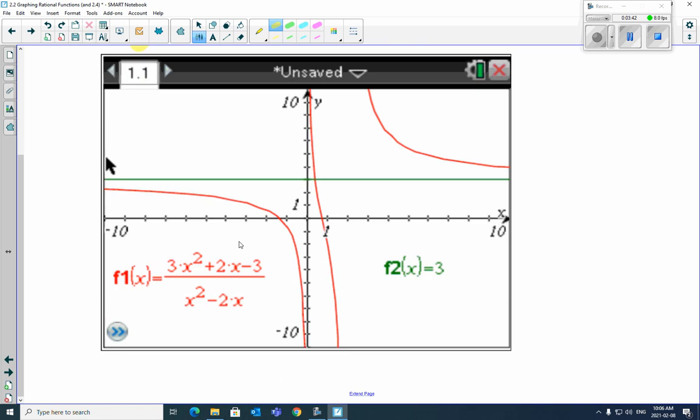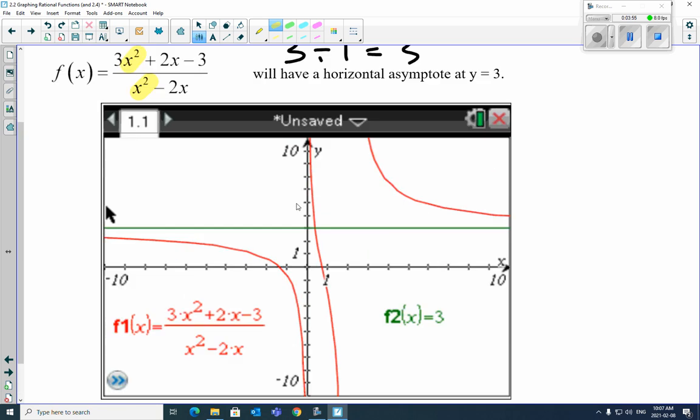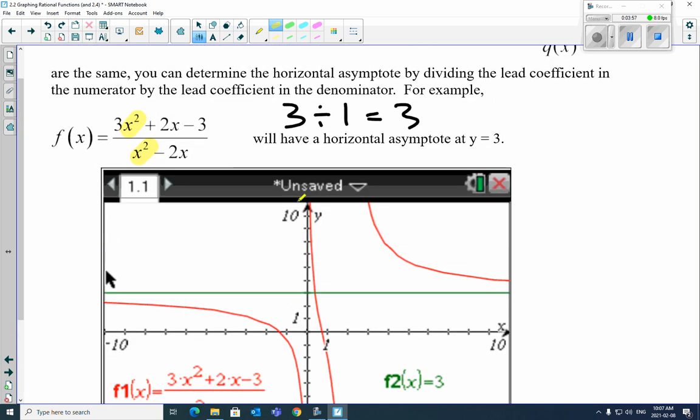And again, look at this one. This is 3x squared plus 2x minus 3 over x squared minus 2x. Look at all the lines on here. You're probably not going to get one this complex, and if you do, I'll give you a picture of it and then ask you different questions about it. But that's just to show you that that's a horizontal asymptote.